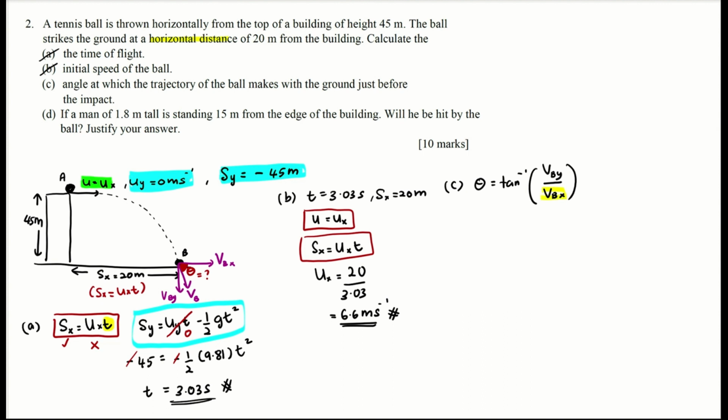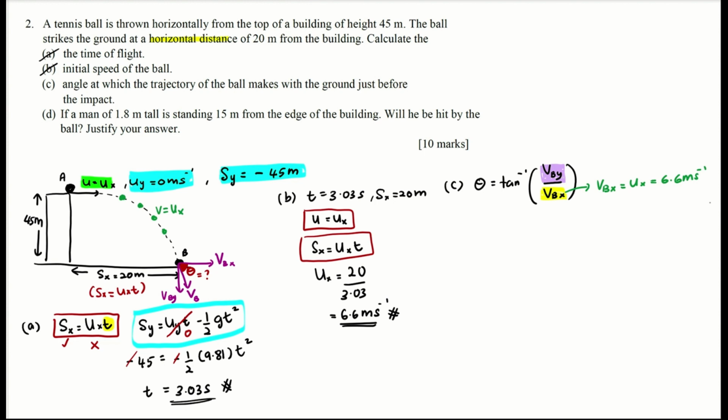Okay, so now VBX, remember at any point, berapa kali dah saya cakap kan? At any point here, the value of the horizontal speed always equal to ux. Okay, remember? So dekat sini dia adalah VBX is equal to ux, di mana ux tadi kita dah kira 6.6 meter per second. And how about VBY? VBY ni macam mana pula? Macam mana kita nak kira?